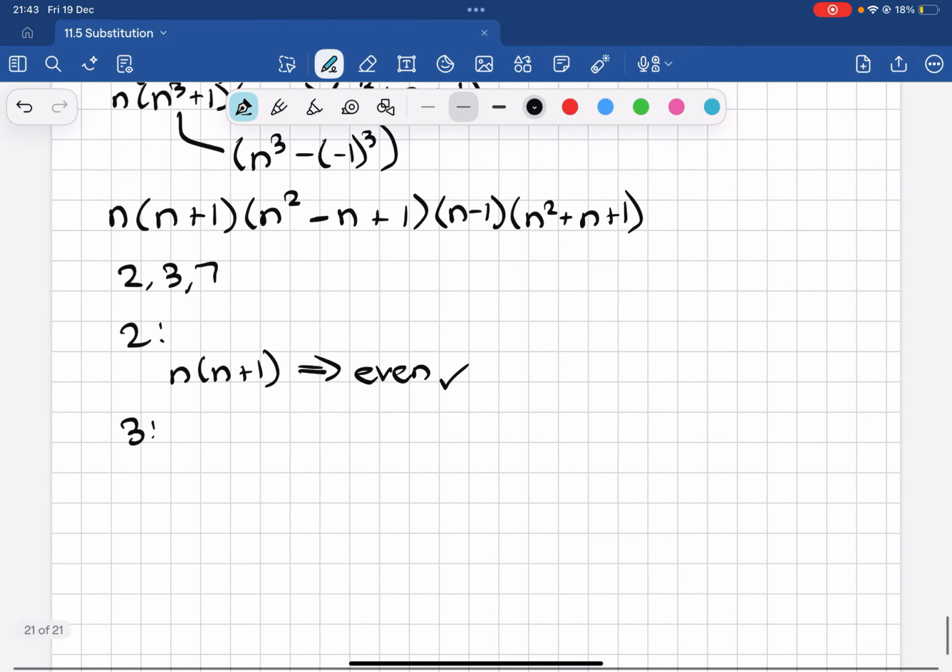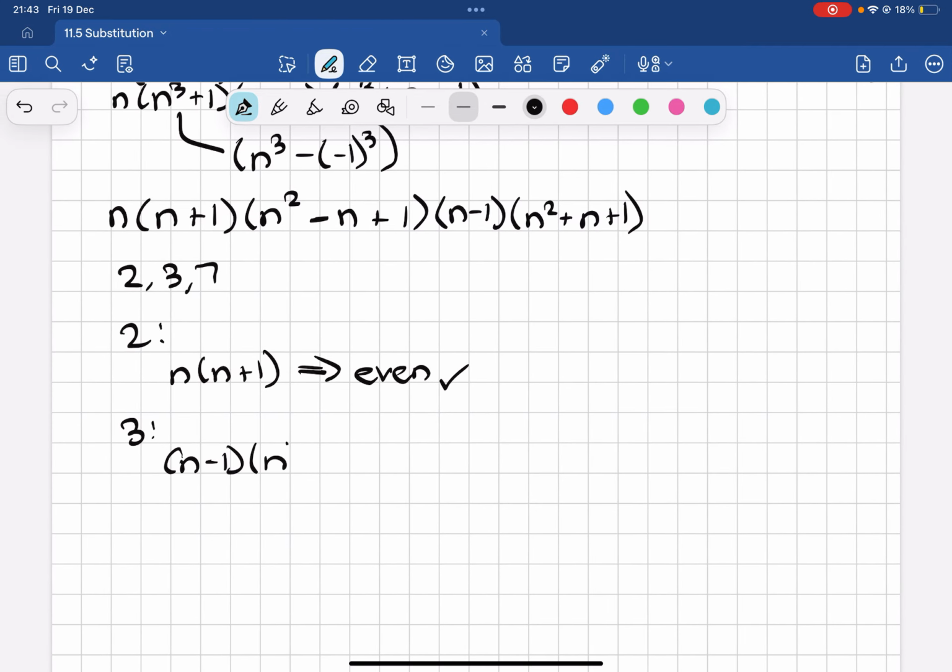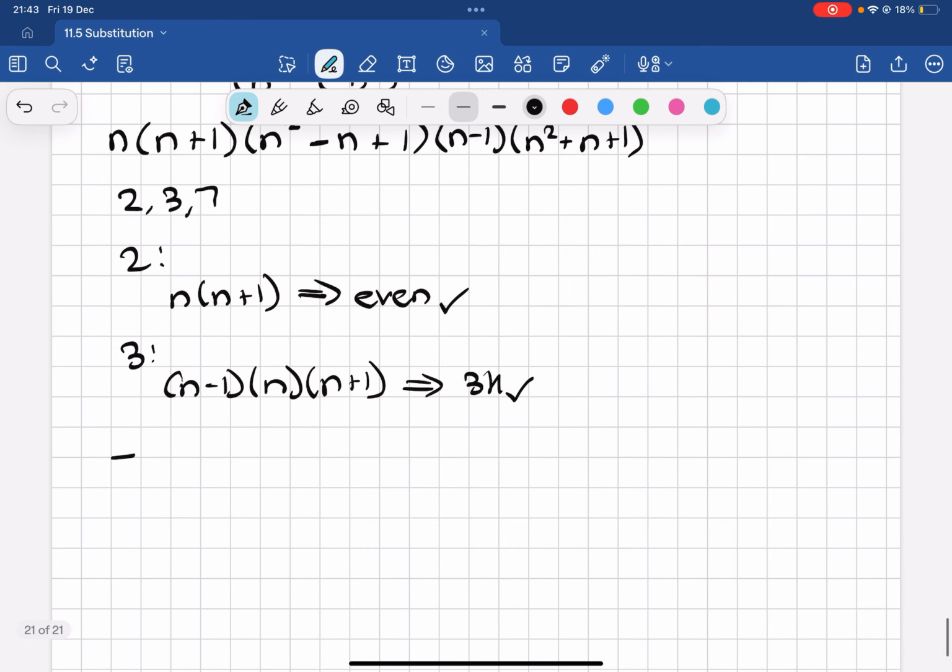Now for 3, well, we've got n minus 1, n, n plus 1, which is a product of 3 consecutive integers. And in any set of 3 consecutive integers, we always have a multiple of 3. Therefore, this is a multiple of 3. We can take this to 7.